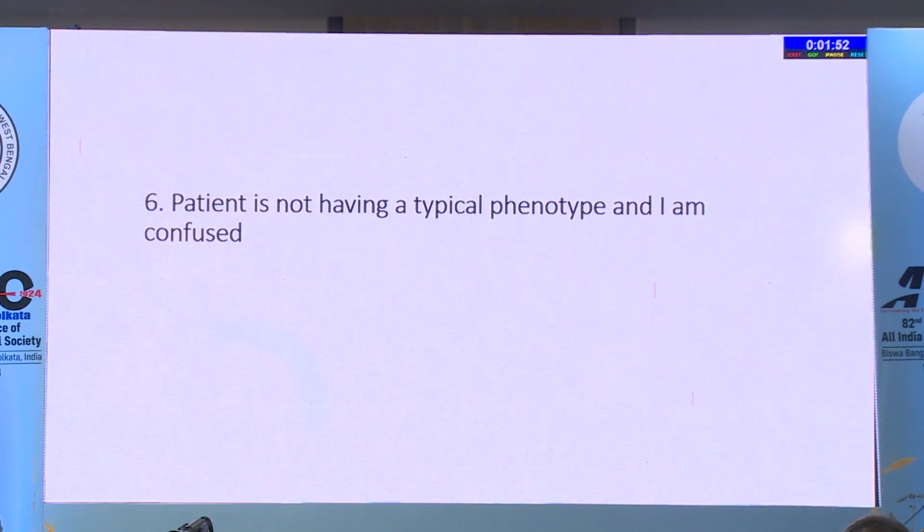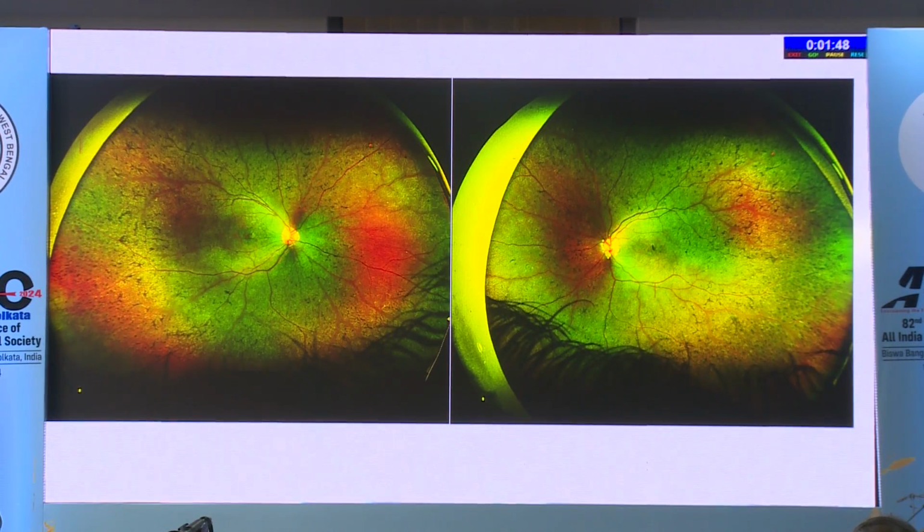Sixth, this patient is not having a typical phenotype, and I'm confused what I'm dealing with. For example, this is the patient who has few vitreous cells. So I do see patients referred as retinitis pigmentosa with vitritis. There's nothing like that. The patients with dystrophies and degenerations are going to have few vitreous cells.